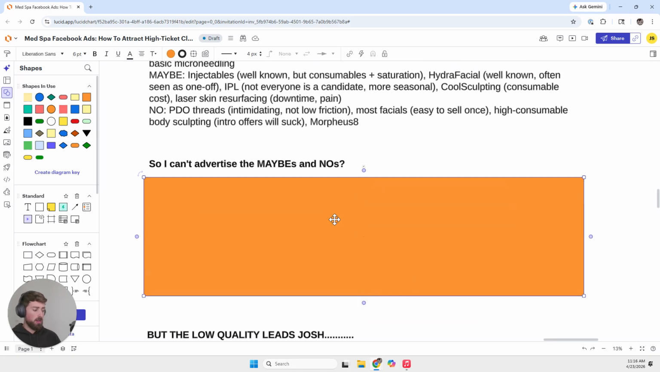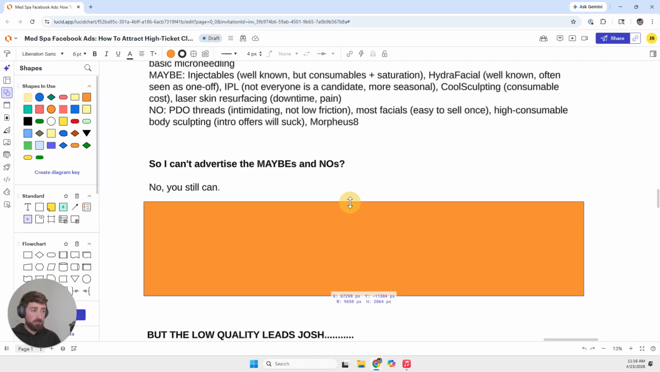So now you might be wondering, okay, does that mean I can't advertise the maybes and the no's? Well, you absolutely can still advertise the treatments here that fall into maybe and no. Also, I do want to say, this is not an all-inclusive list. There's obviously way more other treatments than what I have here, but hopefully I've given you the characteristics that you can use to categorize the treatments that you provide based on what I showed you before.